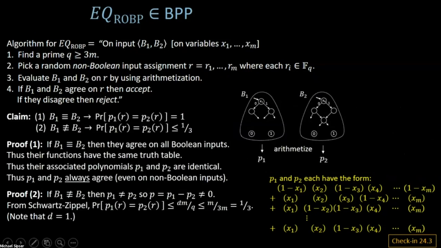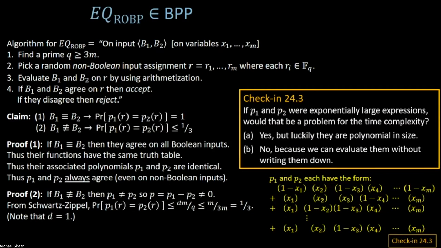Actually, I have another check-in on the same slide here. And this is actually answering a question that I got in the chat. If P1 and P2 are X, how big are these polynomials? These look like they could be big. If they're exponentially large, would that be a problem for the time complexity? So pick A or B here. We're running out of time here, so why don't I not say too much and just let you go with it. Okay, I'm going to close this down.